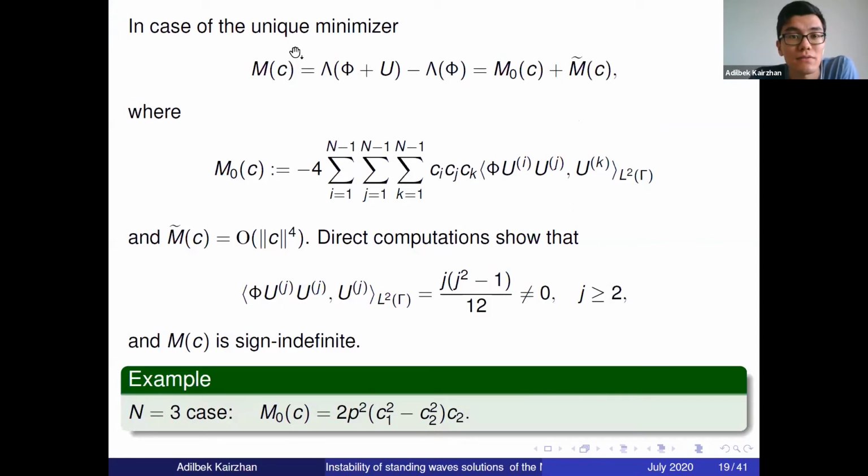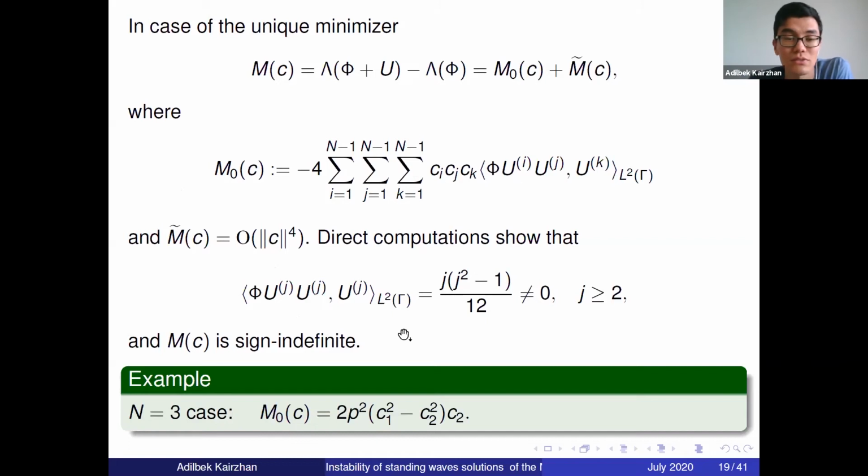And then later, in the case of the unique minimizer, when you take this u perpendicular, it minimizes it, you can find that this difference can be written as a cubic term plus terms of order 4, and the cubic term is given explicitly by this formula. In order to show that this cubic term never vanishes, we compute just one of these terms, namely the term when you have c_j cubed, and then you find that for j greater than or equal to, this inner product never vanishes, and so it means that you always have these c_j cube terms in this expansion. Because of these cubic terms, you can find that m0 is sign indefinite, and since it's the leading term in this expansion, then MC is also sign indefinite.